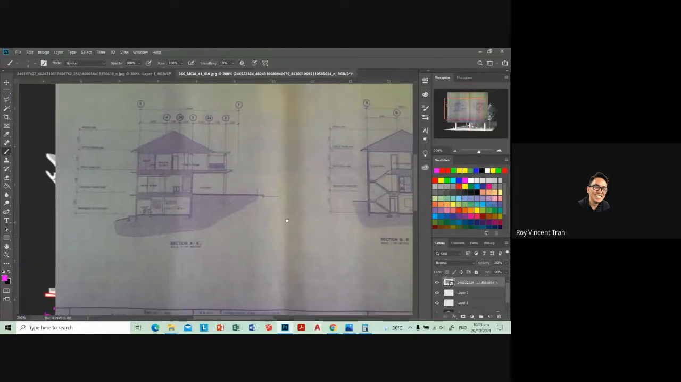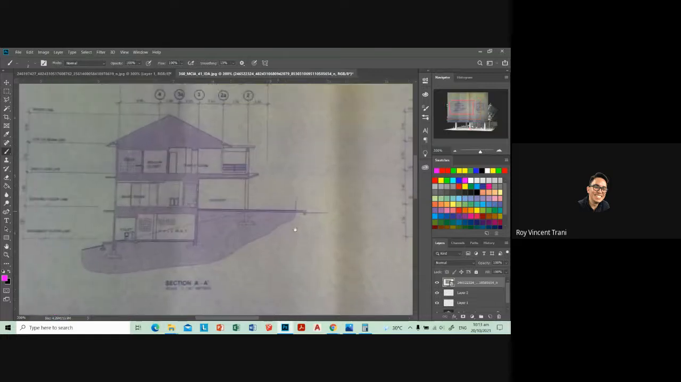So let me just redraw the house over here. Thank God the banging stopped. And let's just make that on a new layer.